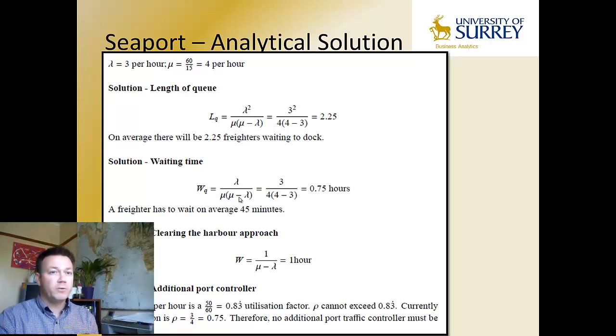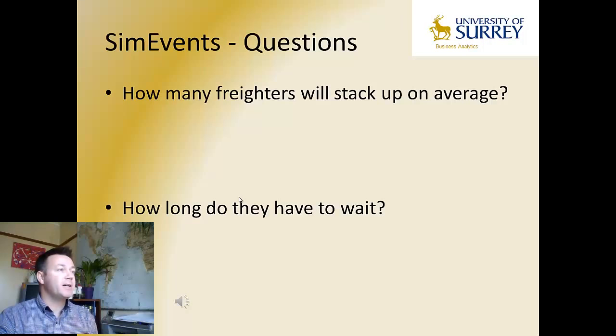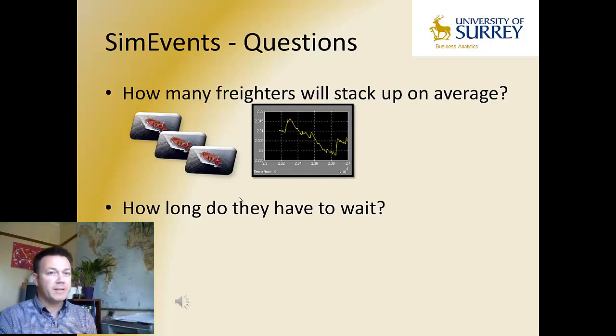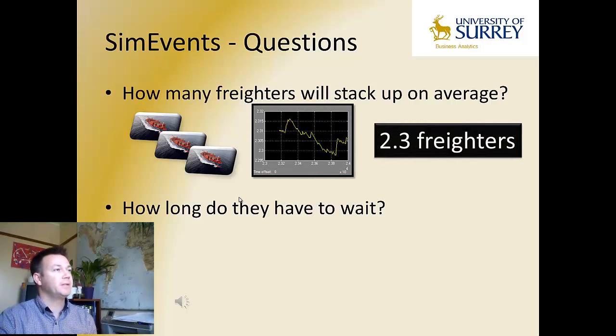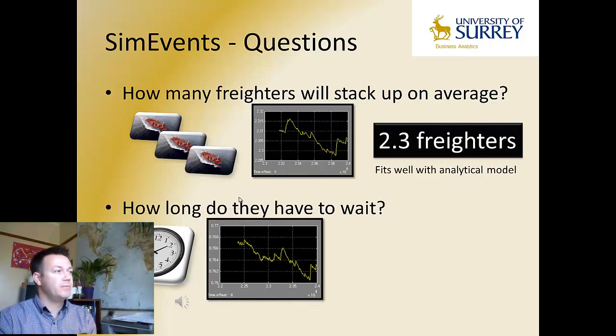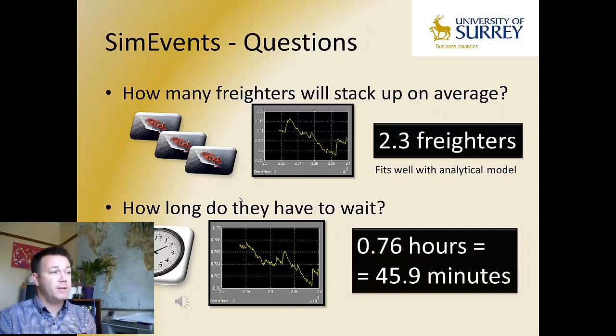So in particular, what we are going to look at is how many freighters will stack up on average. That means we are going to collect some simulation statistics and we will figure out about 2.3 freighters stack up. Then the second thing which we're interested in is how long do they have to wait actually. So again, we collect some measurements and figure out they have to wait on average 45.9 minutes.